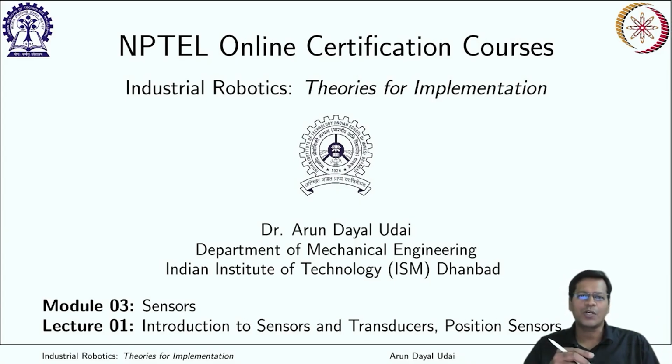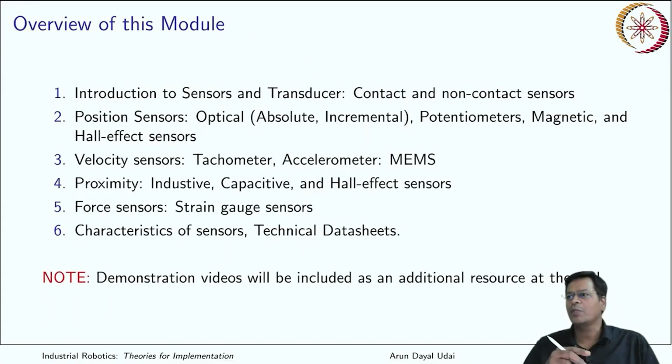So let us begin with the module called sensors. That is the third module of this course. In this module we'll be covering sensors and transducers. There is some difference between them, we'll discuss that. Contact and different types of non-contact sensors. Position sensors, very specific to industrial robots. Absolute and incremental optical sensors. Those are very popular in robotics.